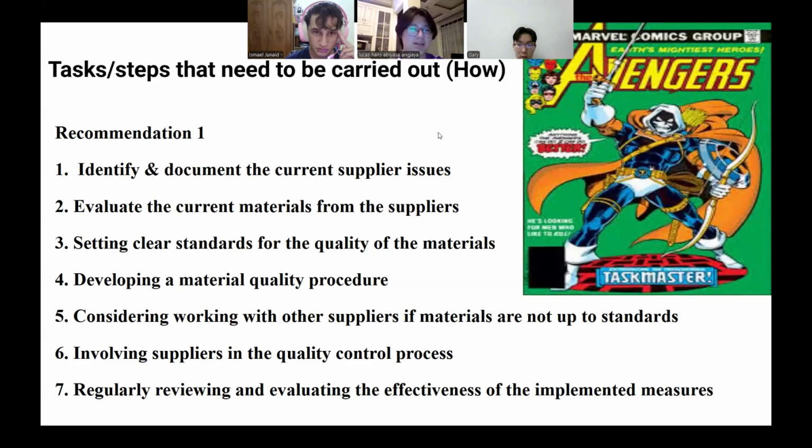These are the steps that need to be carried out for the first recommendation. You need to identify and document the current supplier issues, evaluate the current materials from the suppliers, and set clear standards of what you need from these suppliers in terms of materials. You need to develop a material quality procedure on how you will control the quality of this material. You have to consider working with different suppliers if your current suppliers do not meet your needs, and involve the suppliers more in the quality control process so they understand the needs that you have, and regularly review and evaluate the methods you use so you can always improve on it. Next.